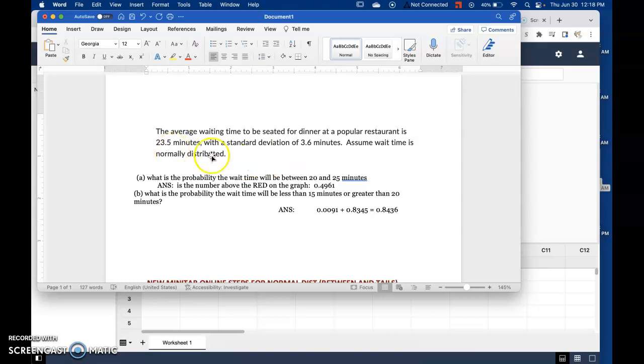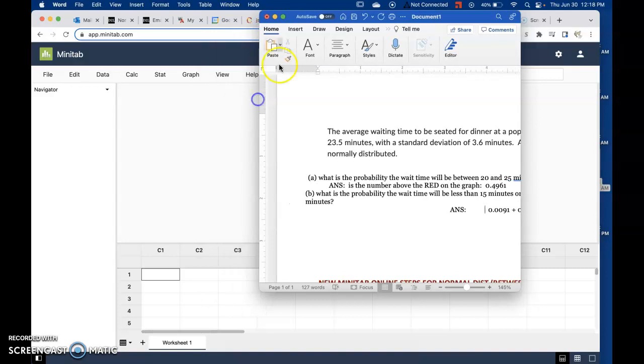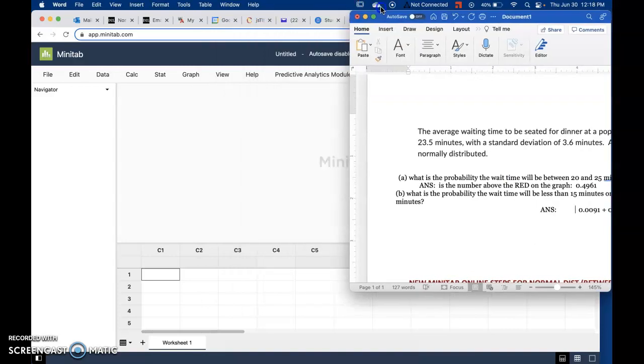Assume the wait time is normally distributed. That's how we know that we are working on a normal distribution problem. So what we're going to do is go into Minitab and show you where to find that and where to put in the mean and the standard deviation so that we can do a normal distribution.